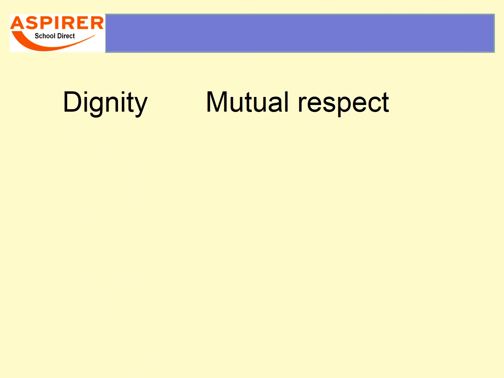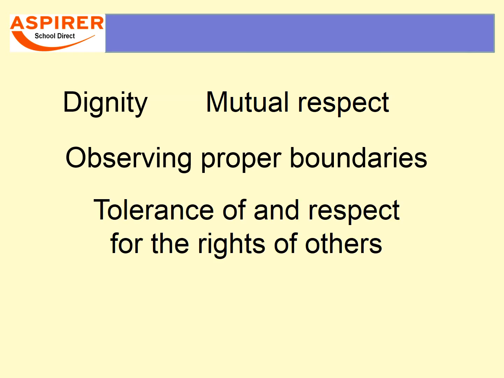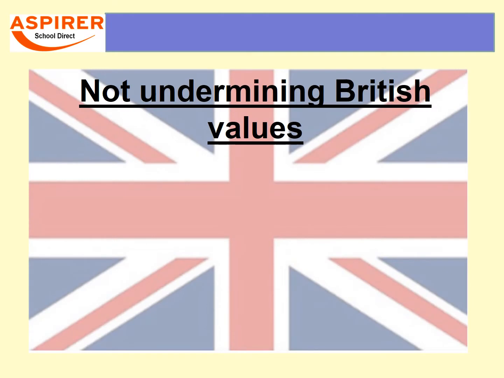I'd hope that treating pupils with dignity, with mutual respect, observing proper boundaries, showing tolerance of and respect for the rights of others, and of course having due regard to pupils' well-being would be fairly obvious and expected attributes of teachers. But we're also required to not undermine fundamental British values. We might disagree as to what these might be, but there is a helpful list in the standard.